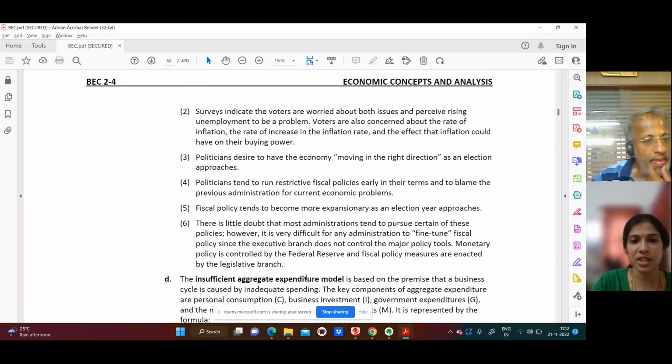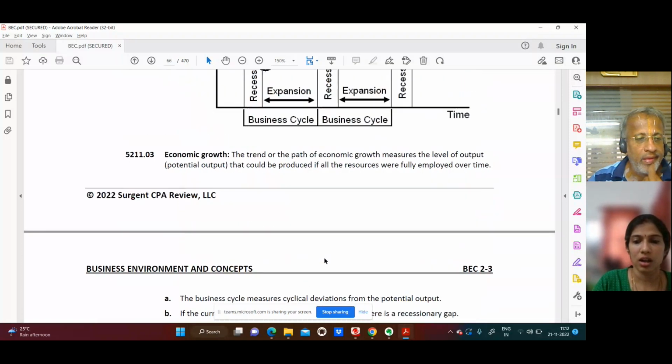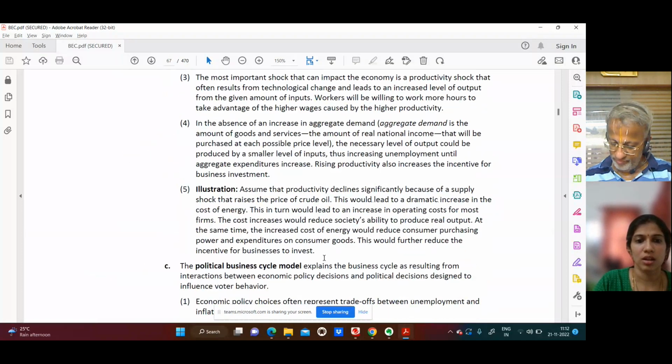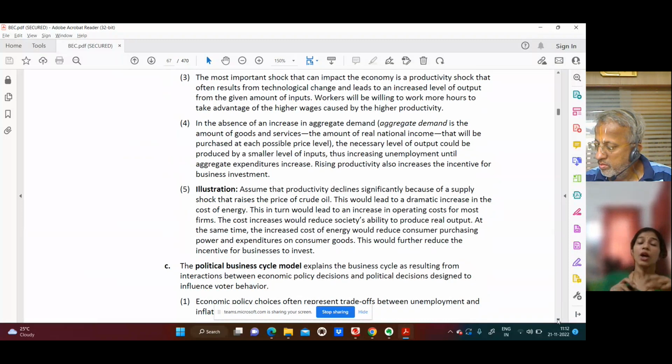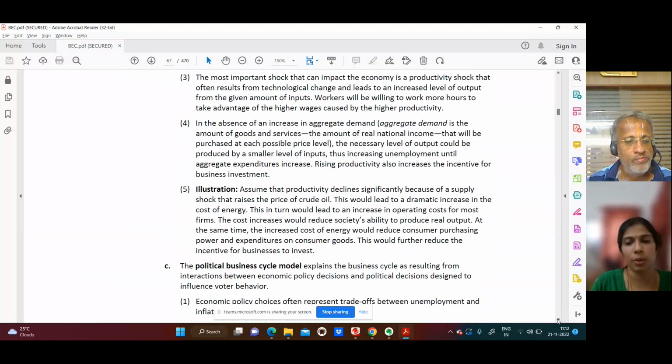And this is pretty straightforward. So what is a political business cycle model? Business cycles result from interactions between economic policy decisions and political decisions, which are designed to influence voter behavior. So what do you mean by that? Government has to take decisions for the economy, but government also has to think from the perspective of what is good for the economy and what is not good for the economy.